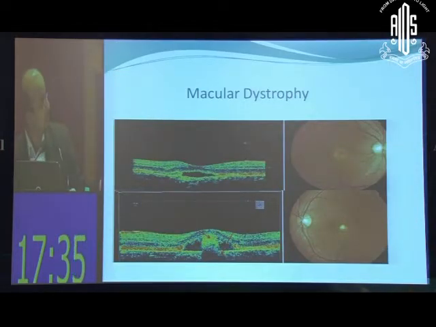This is another picture of a patient of Best disease. You can see a lipofuscin like pigment accumulated here, and that's why you don't see anything at the level of the retinal pigment epithelium, and you also see that the photoreceptor layer is absent, and you can see a big scar has already developed, and that's why you don't see anything here. That's the backscattering effect of a scar.